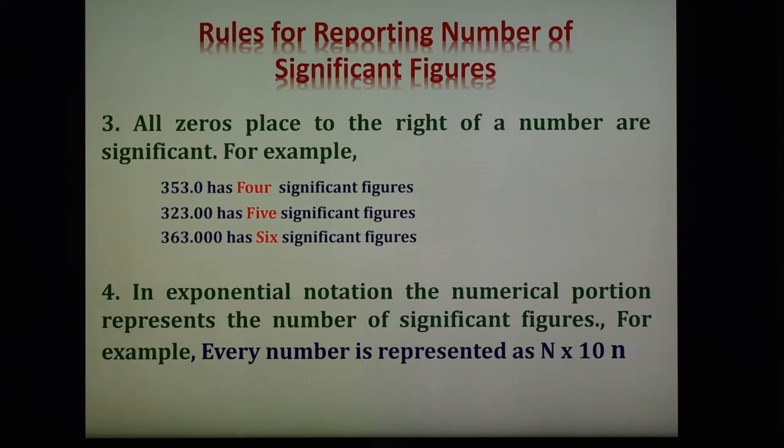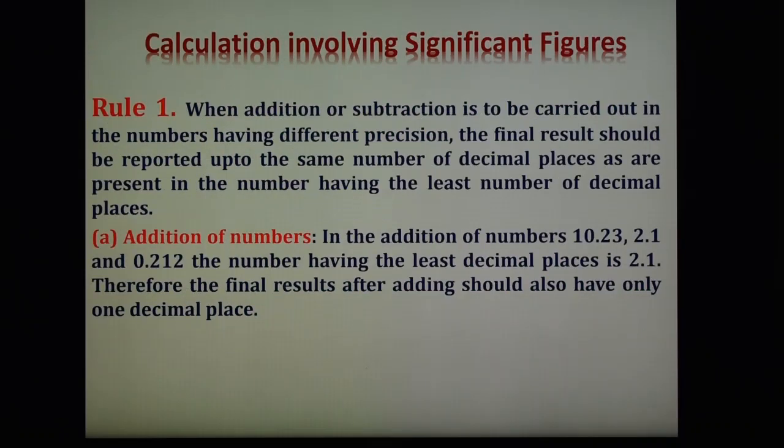For example, the number 0.00064 can be expressed as 6.4 × 10 to the power minus 4 in terms of scientific notation. The number of significant figures in this number is 2. Similarly, the Avogadro number is 6.023 × 10 to the power 23, so the number of significant figures in the Avogadro number is 4. In this way we can express large or small numbers in scientific notation. So exponential notation is also known as scientific notation.